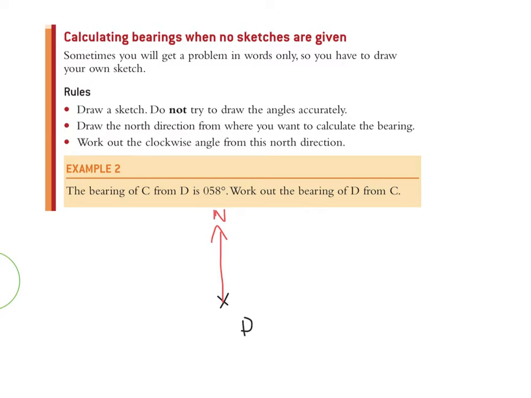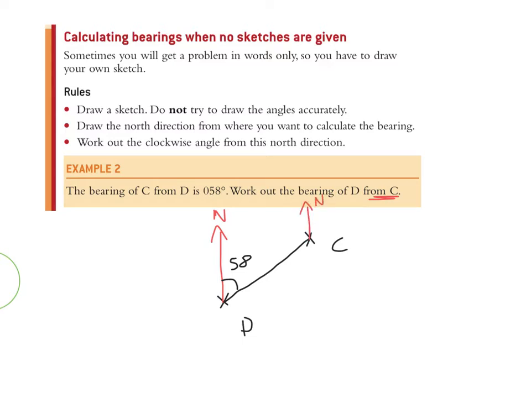And the bearing of C is 58 degrees. So we need to go 58 degrees out from north, which should be an acute angle. So somewhere along here, 58 degrees, and that would bring us to C. Now we have to work out the bearing of D from C. So if we want to find it from C, that's the bearing from here. If we want to work out that, we need to always get our north to begin with.